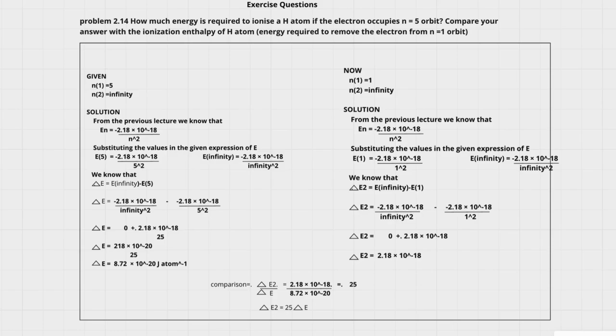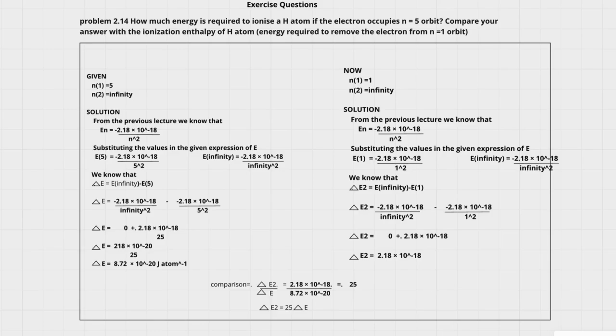We know that delta E equals E infinity minus E5. Delta E equals minus 2.18 into 10 raised to the power minus 18 divided by infinity square minus, minus 2.18 into 10 raised to the power minus 18 divided by 5 square. After calculation, as you can see clearly, the infinity term becomes 0. Delta E becomes 8.72 into 10 raised to the power minus 20 joules atom inverse.